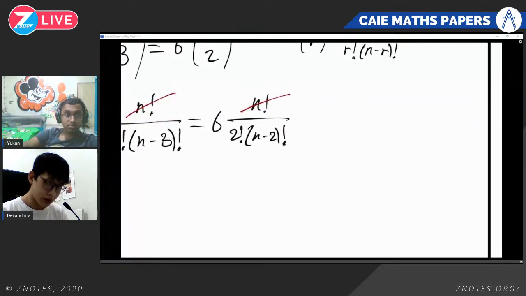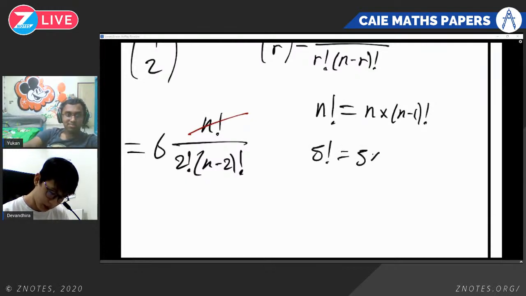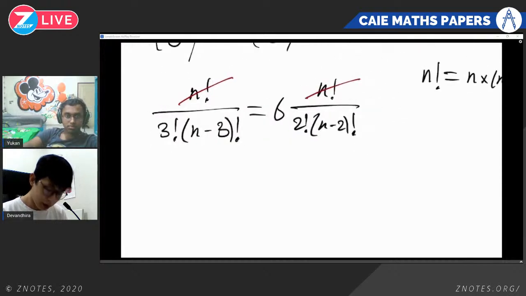Exactly. So for those of you who don't know, n factorial can be written as n multiplied by n minus 1 factorial. A small example is that 5 factorial can be written as 5 times 4 factorial, because 4 factorial is just 4 times 3 times 2 times 1. Then you multiply by 5, you get 5 factorial. Correct? All right. So I'll delete this part. Okay, so we'll apply the same thing.